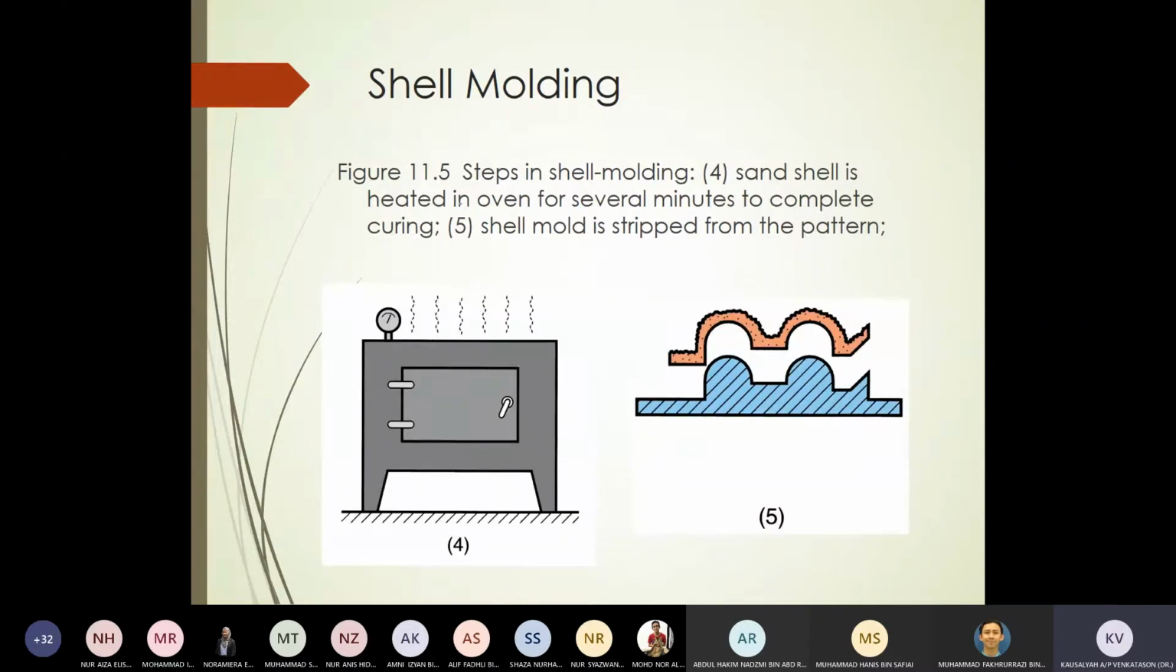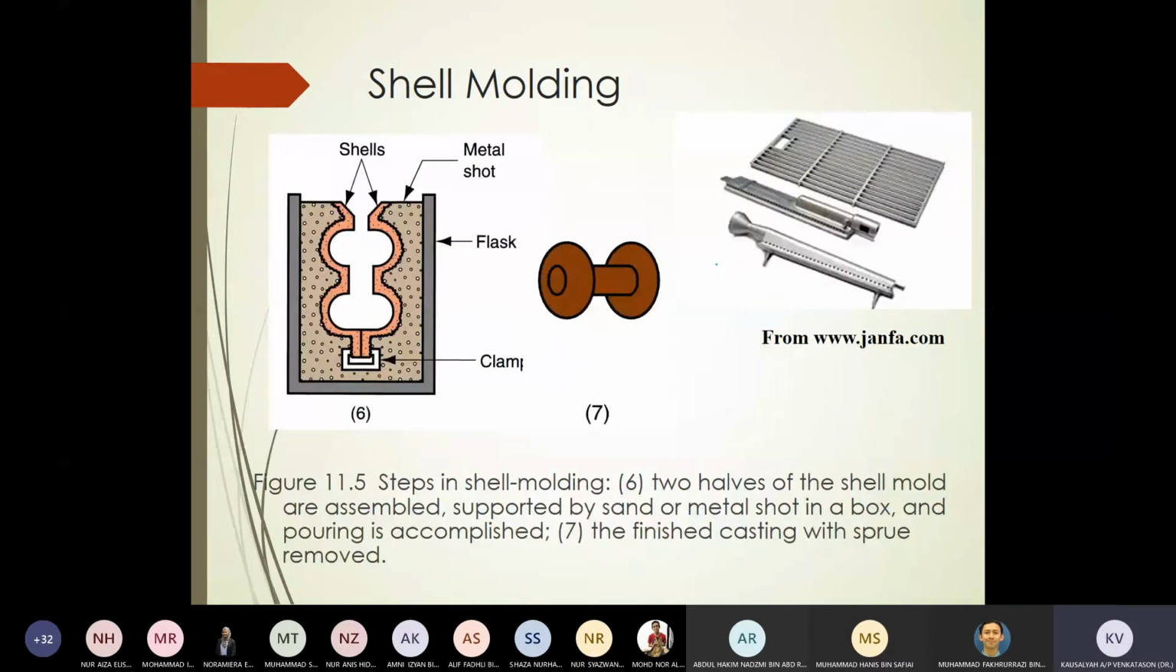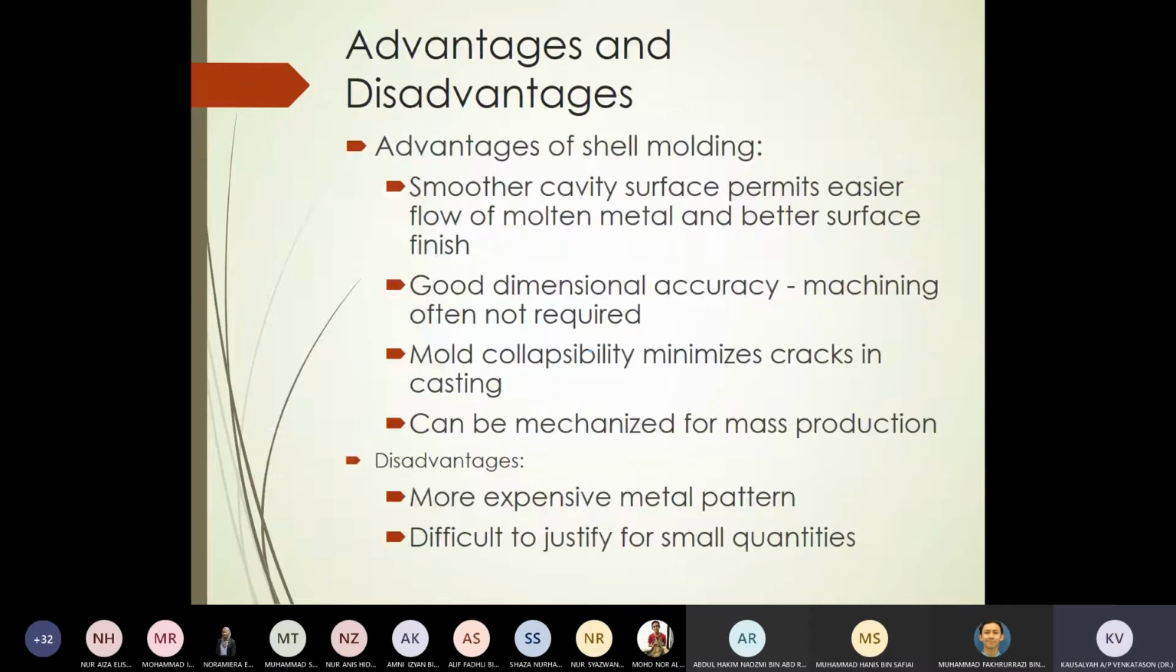And then the sand shell is heated in an oven for several minutes to complete the curing. So basically it's like baking, you're just firming the thing up. And the shell mold is stripped from the pattern. What happens later is the two halves of the shell mold are assembled, supported by sand or metal shot in a box. And you pour the molten metal in. The finished casting with the sprue is then removed.